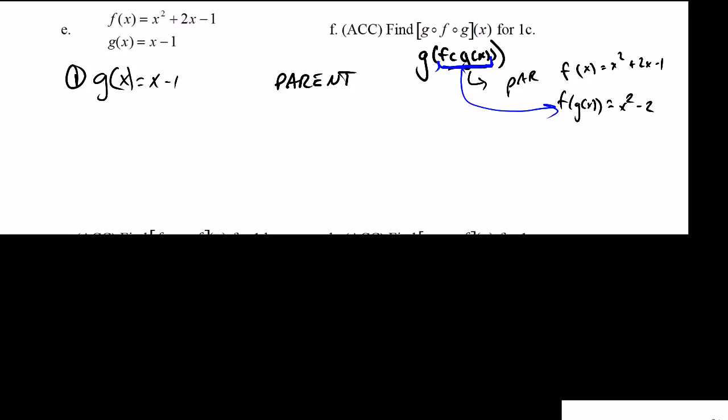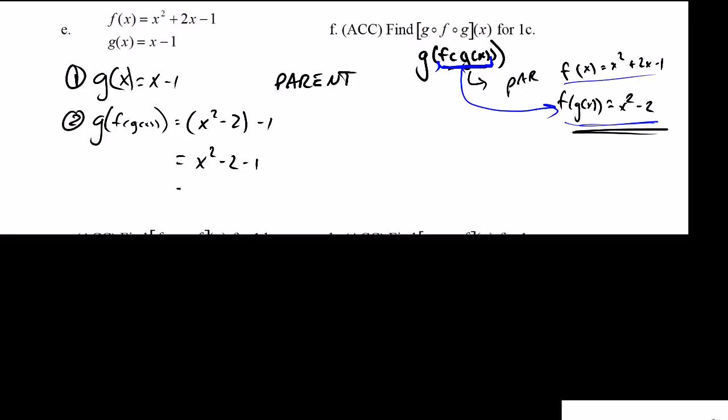So our parent of the innards is f of x, and then our composition of the innards comes out to this. So then, for step 2, we replace this with f of g of x. Well, we know f of g of x is equal to x squared minus 2. So every time we see an x, we're going to replace it with x squared minus 2. So x squared minus 2 minus 1 is x squared minus 3.